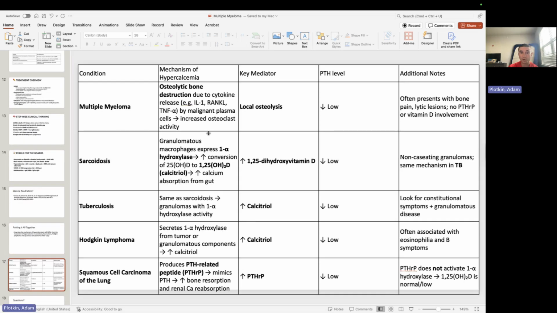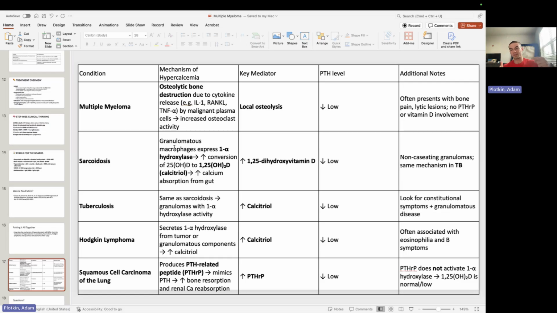All right. So in multiple myeloma, we've kind of hinted at it, right? It's osteolytic bone destruction due to cytokine release. So in multiple myeloma, we increase the amount of IL-1 and some other cytokines. And IL-1 is specifically called osteoclast activating factor. It does exactly that, right?